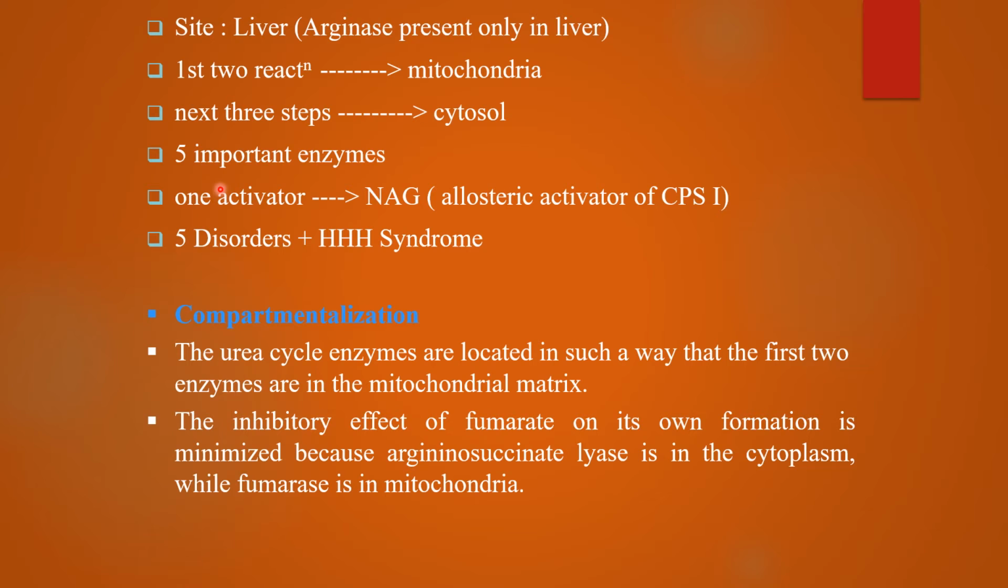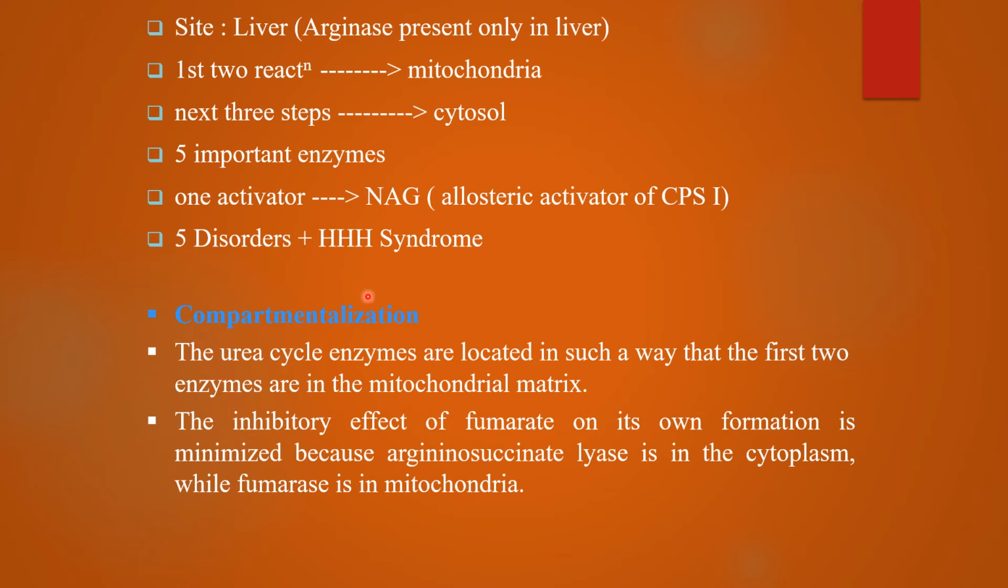Then this is a summary. The site is the liver. The arginase enzyme is only present in the liver. The first two reactions happen in the mitochondria. The next three steps happen in the cytoplasm. A total of five important enzymes contribute to the formation of urea. Then one activator, N-acetylglutamate, is an allosteric activator of CPS1. An enzyme defect in any of the five enzymes will lead to five disorders, plus the triple H syndrome. We will discuss it.